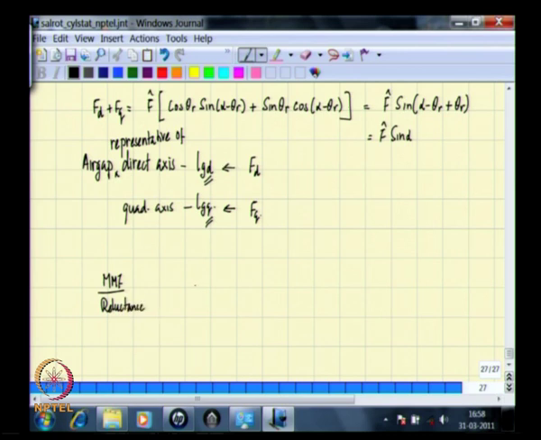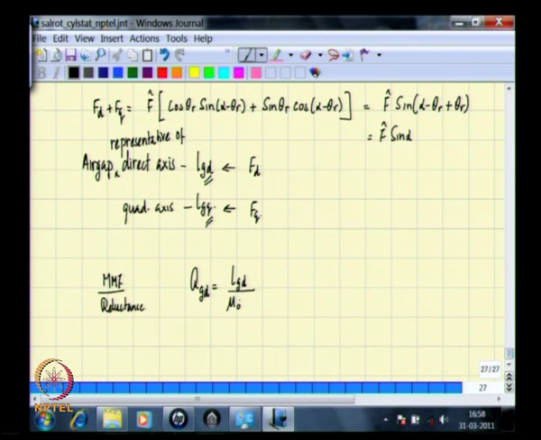And how do we find out the reluctance of the air gap LGD? That is nothing but, let us call it RGD, is nothing but LGD divided by mu naught into area. Now, how do we get the area?